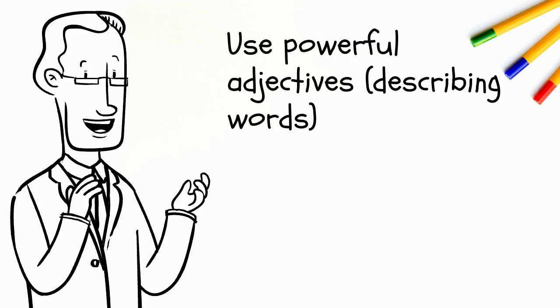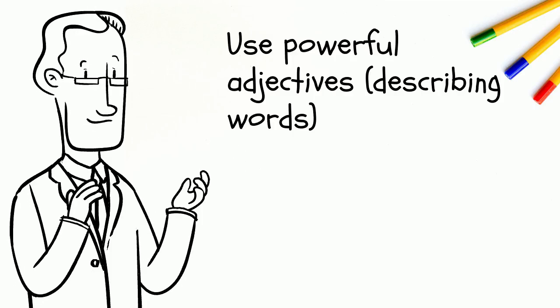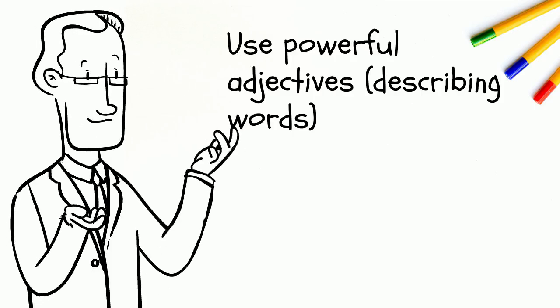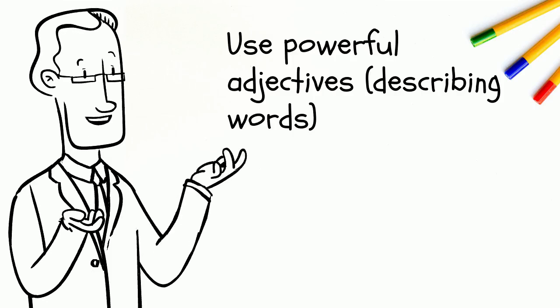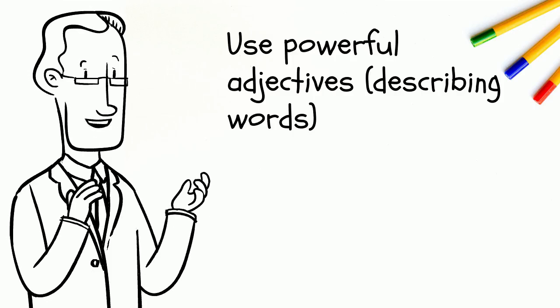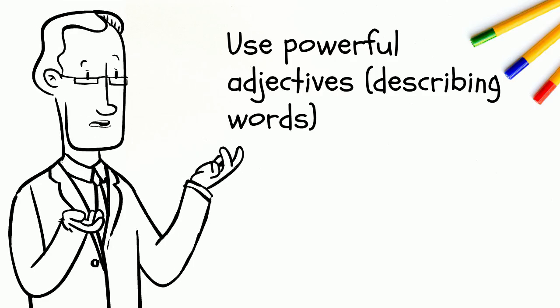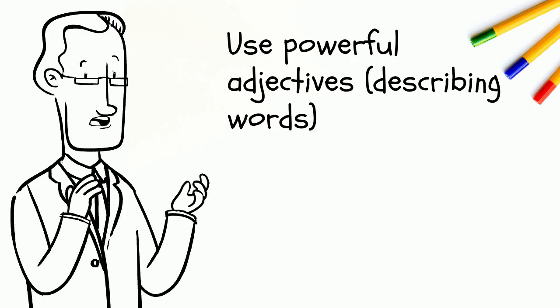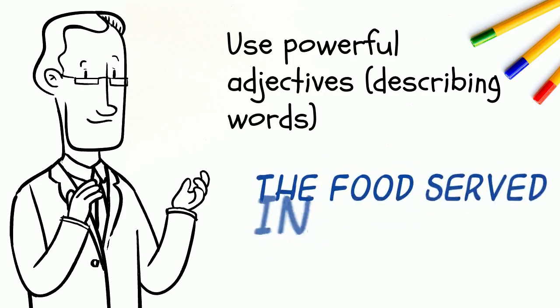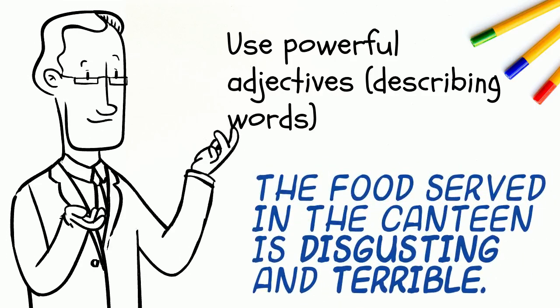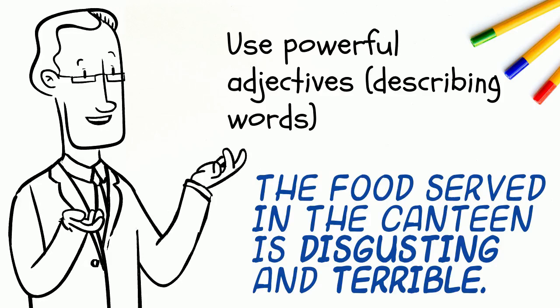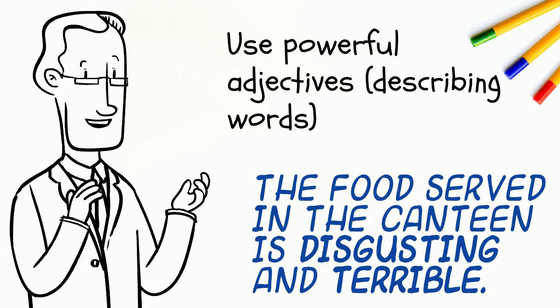Next, we have using powerful adjectives. So adjectives is just another word for describing words. What I mean by including this is that you want to avoid the mundane, everyday words you would use. I'm really terrible for it myself. Keep using the word nice. But if you want to be persuasive and effective in your writing, every now and then try and throw in a more powerful adjective, like this example.